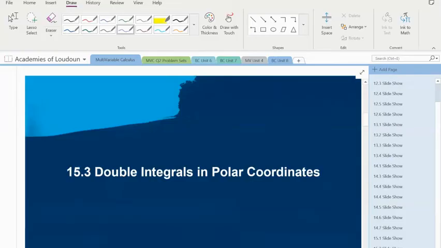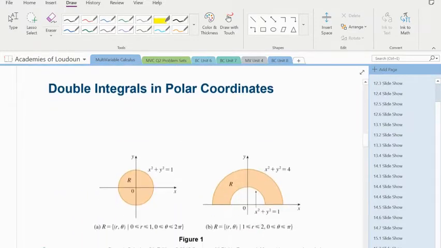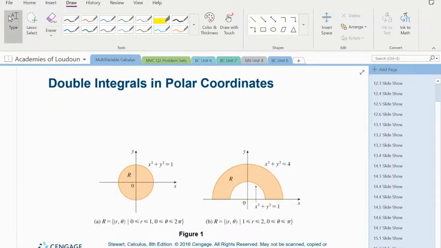This is Unit 4, Section 15.3, double integrals in polar coordinates. Suppose we want to evaluate a double integral over the region R, where the region R is one of the regions shown in Figure 1.